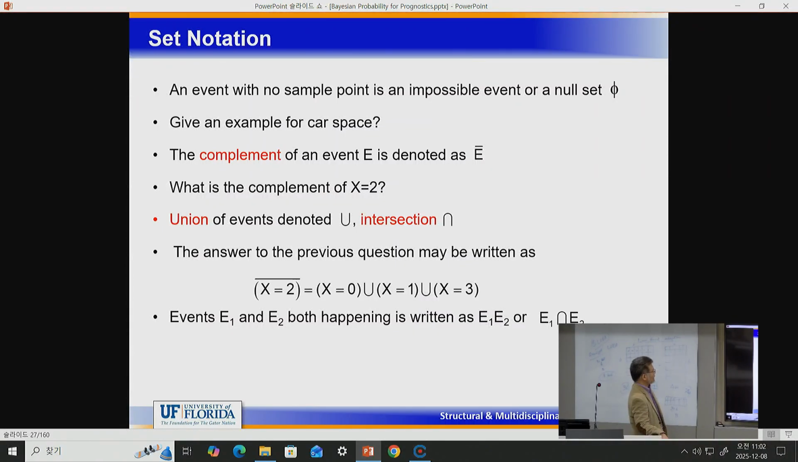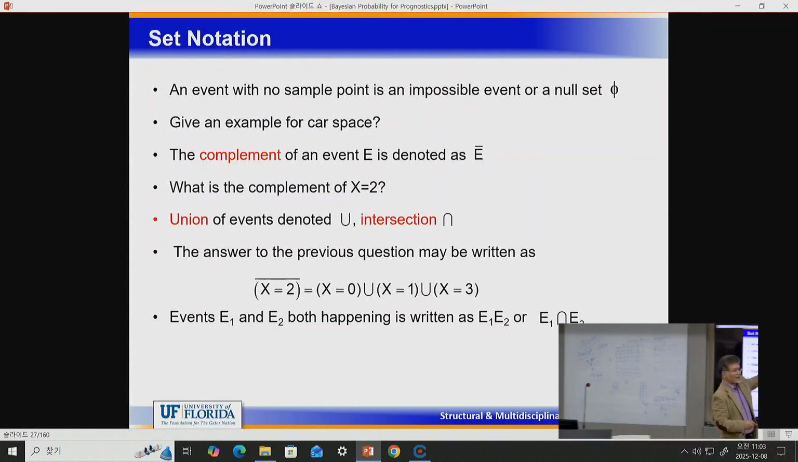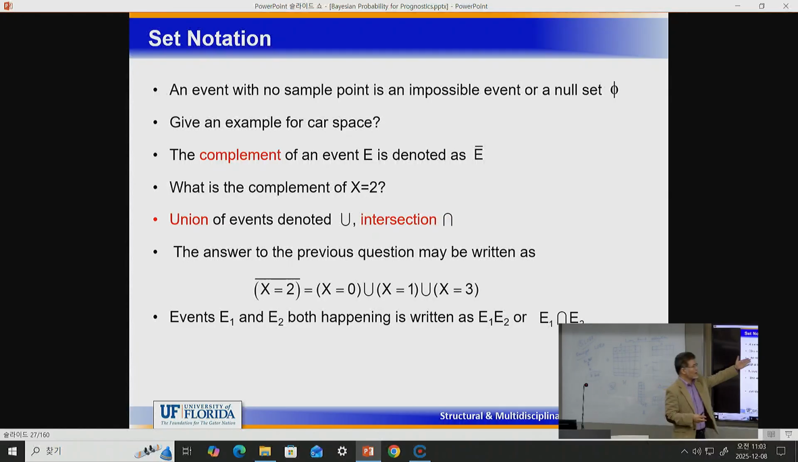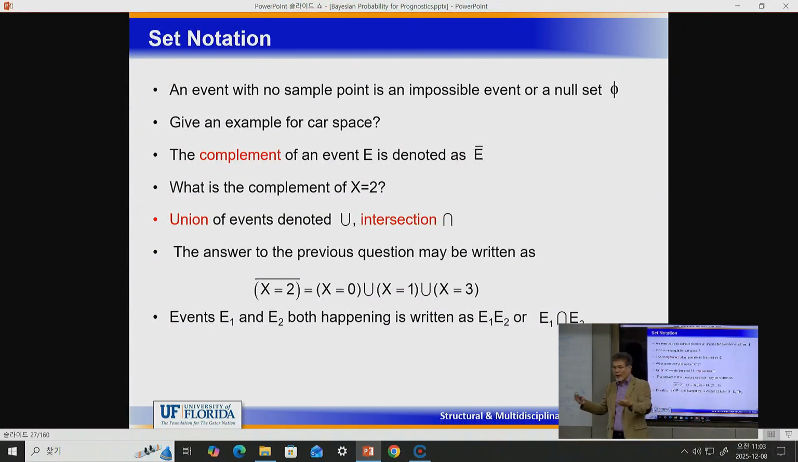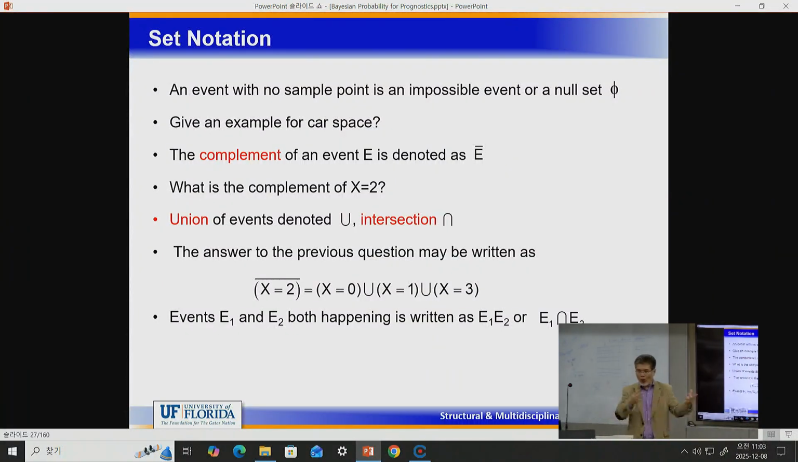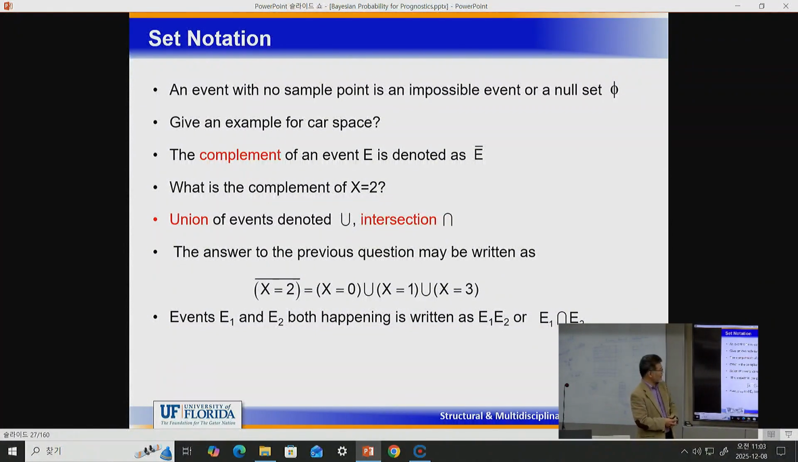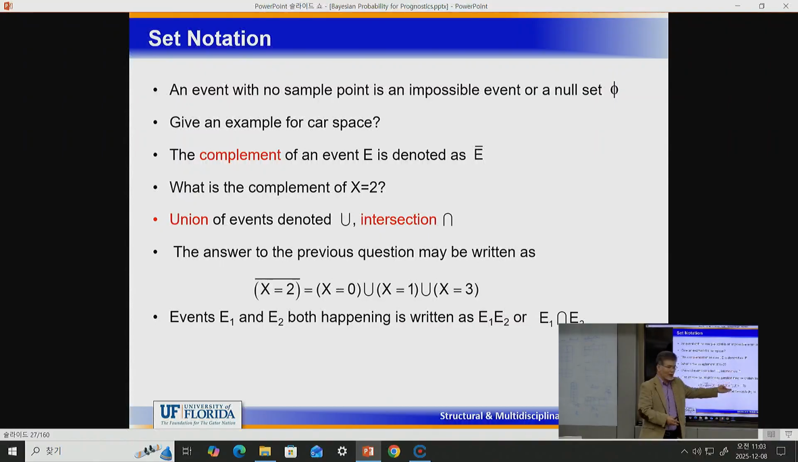So a set is the event with no sample point is an impossible event, or null. So for the complement, I use E as the event. The event E means 2 cars are in good condition. So that's the event E. Then E bar, the complement, is either 1 car is in good condition, no car is in good condition, or all cars are in good condition. These are its complement. Okay. The union, intersection, and the complement of x equal to 2. 2 cars in good condition is the union of no cars good, 1 car good, all cars good. So these are common sense that you do.